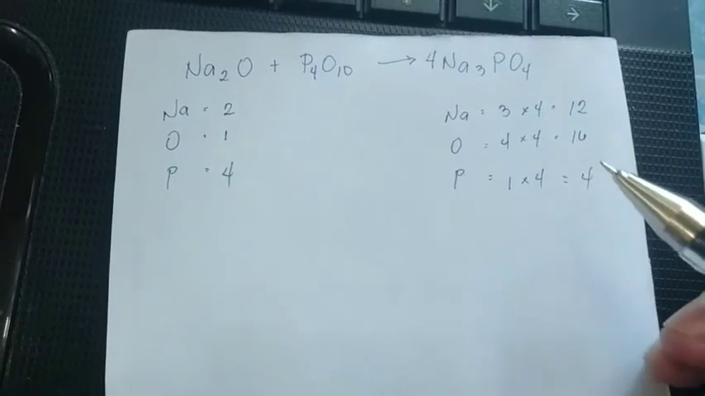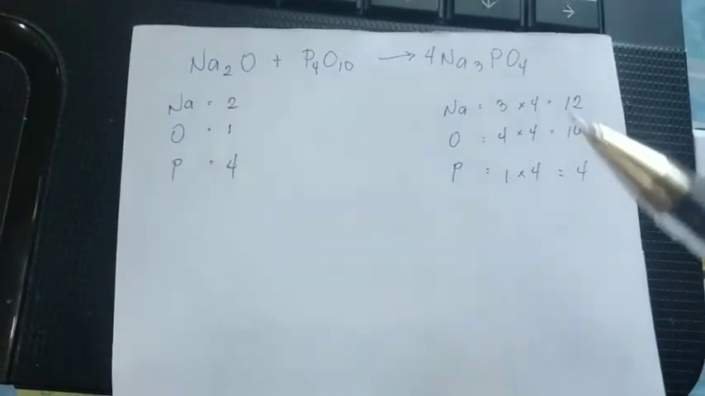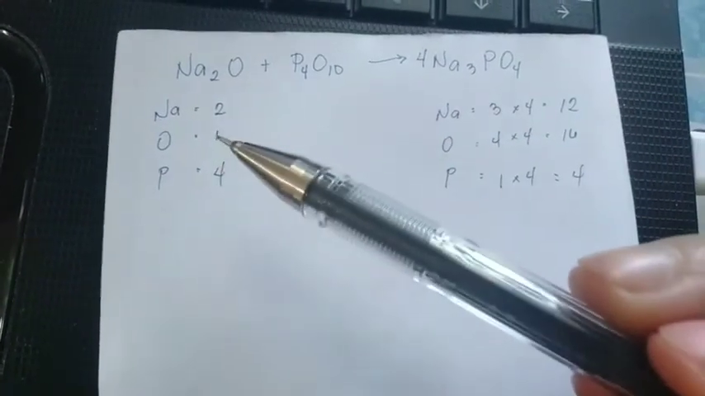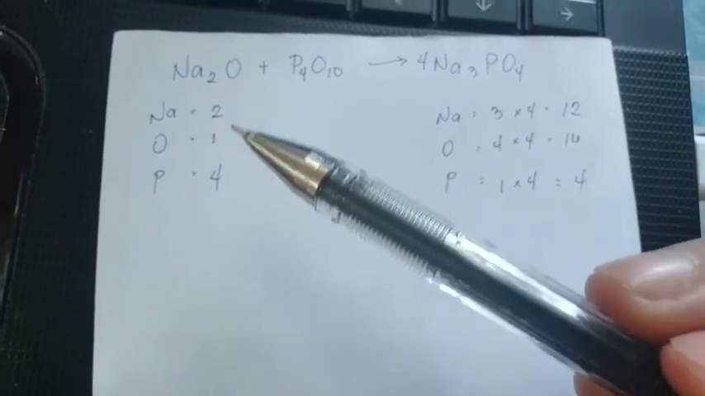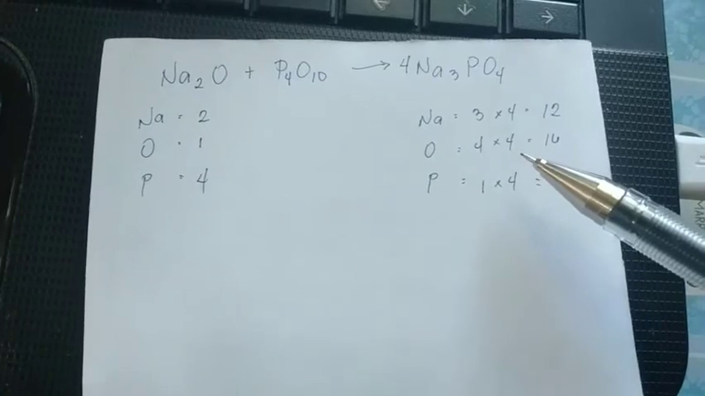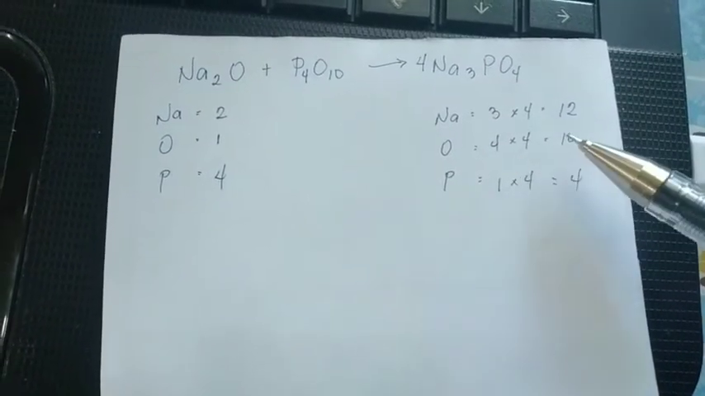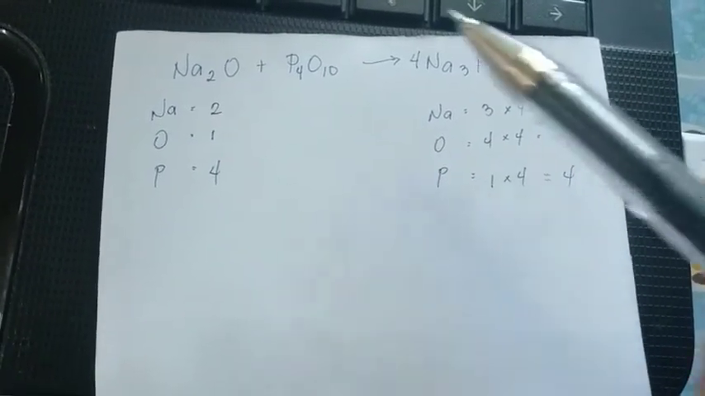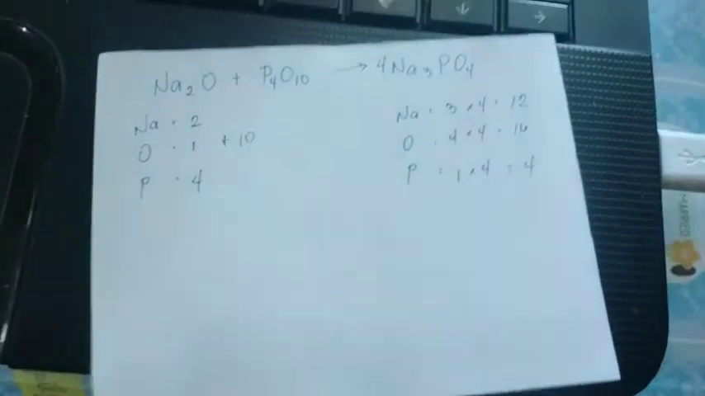Ang problema ngayon is hindi balance yung oxygen natin at saka yung oxygen ng reactant. The same with the sodium. So, we need to fix that. First, yung oxygen. So, you can see meron tayong 16 dito. We have 10 and 1. That is 1 plus 10. So, that is just 11.